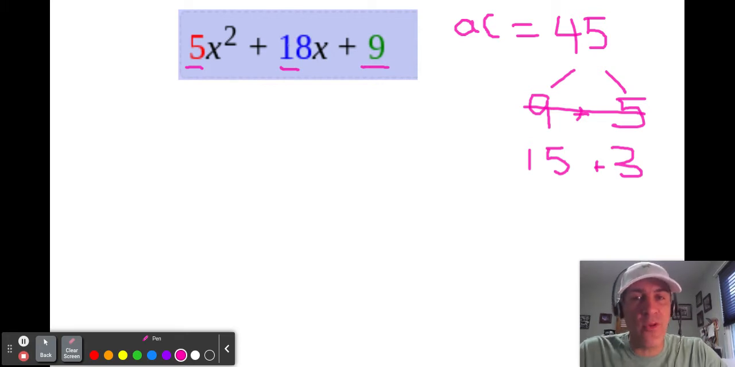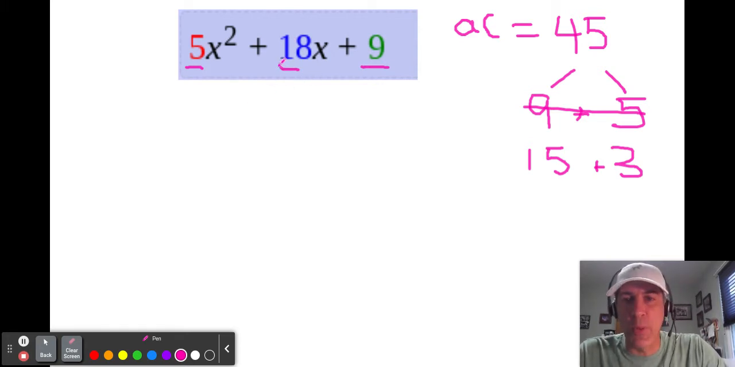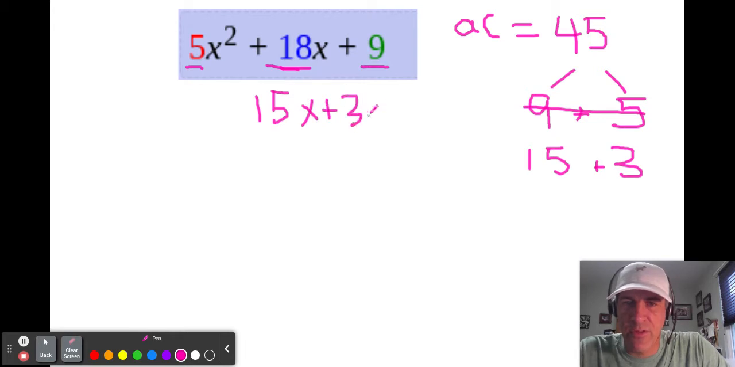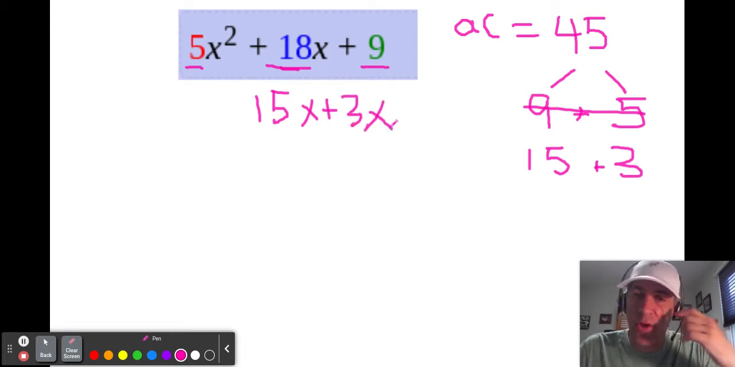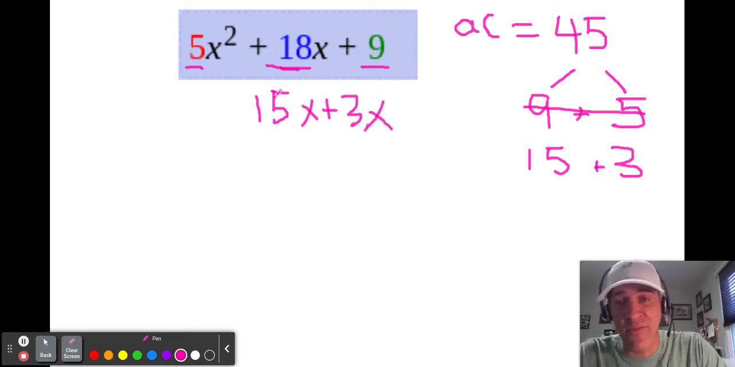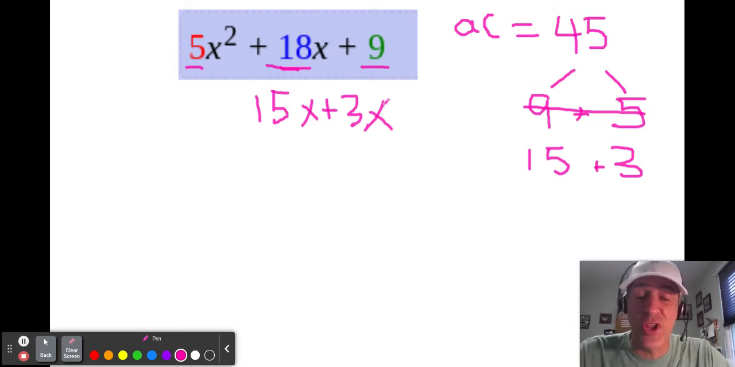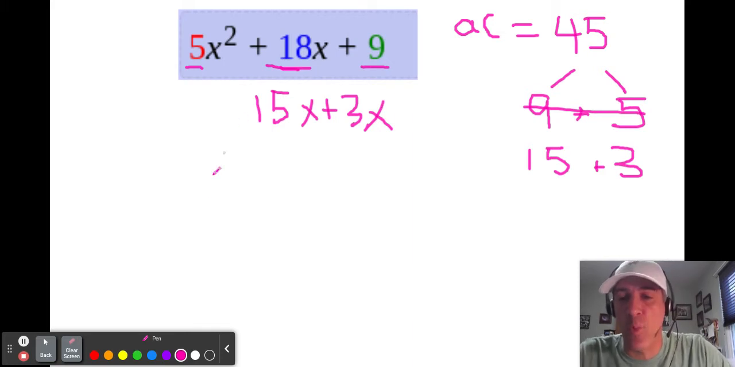Now, what I'm going to do with that, recall, is I'm going to split my middle term. I'm going to split 18x into 15x plus 3x. Now, every year the question arises, does it matter if I put 15x first or 3x first? It actually doesn't matter. You will still be able to factor it out the same way.